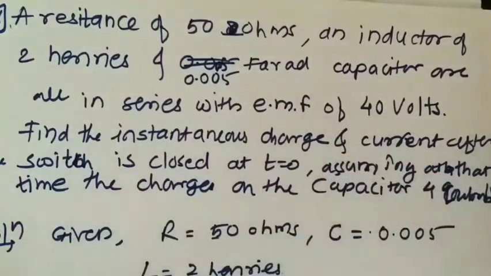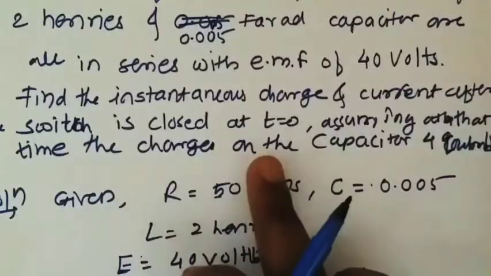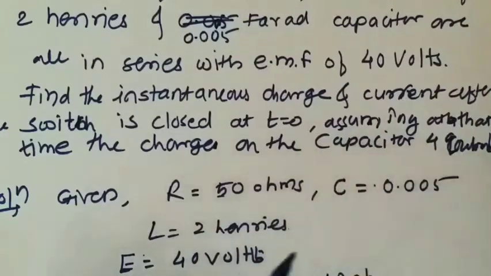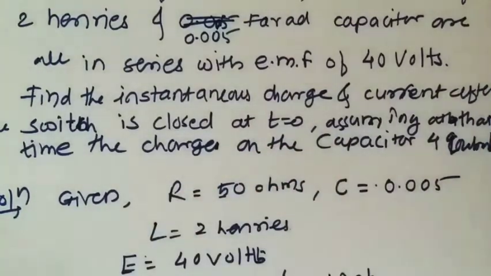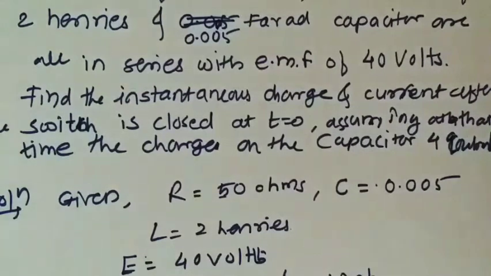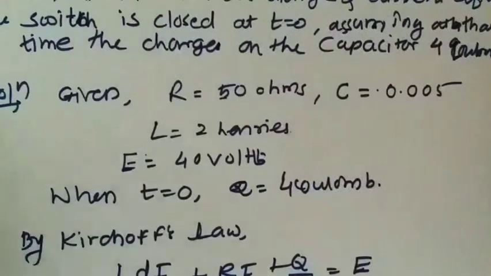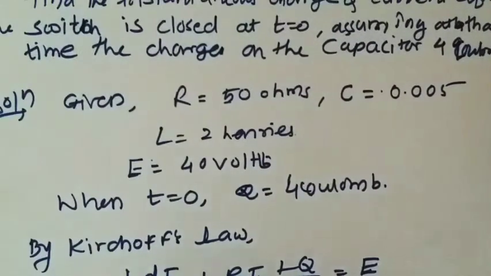And one more condition is given. Initially, at time t equal to 0, the charge on the capacitor is 4 coulomb. So these are the initial values. These values can be used to get the values of the constants C1 and C2, which we have in the complementary function of the differential equation. For determining the arbitrary constants, we are going to make use of the initial conditions t and q. Now I have written the given data from the problem.